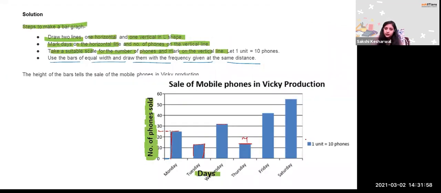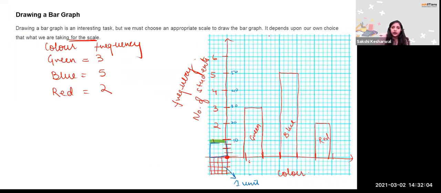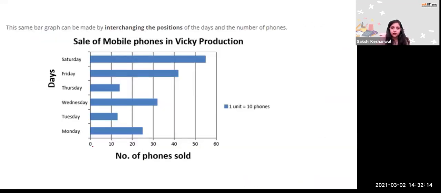So what happened? Unit is very important, right? So 1 unit is equal to 10 phones. Over here, if you see the scale, I'll be writing this as 1 unit is equal to 1 student. That's it. Yeah, that I will be writing. So this is the way of presentation, right? And either way you can present the same data horizontally by interchanging the position.